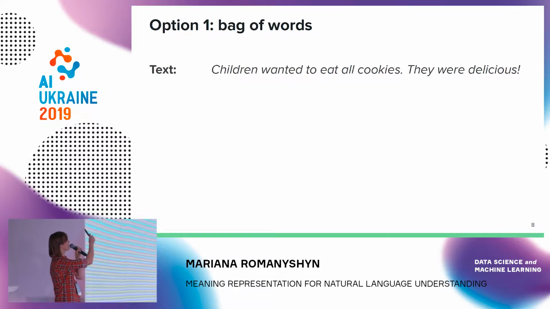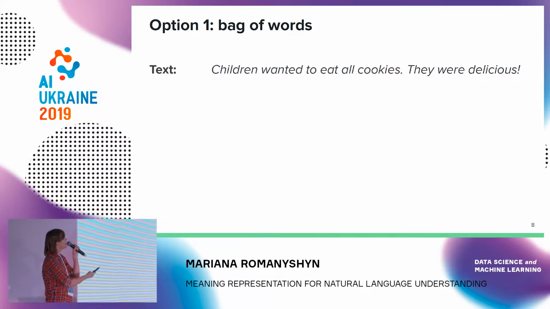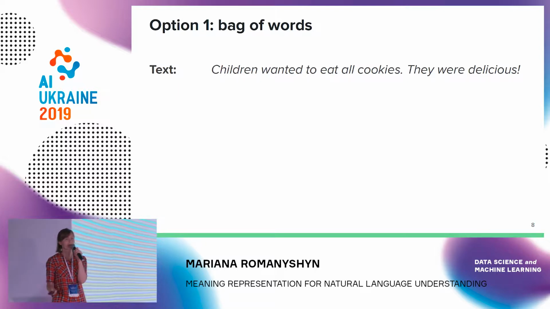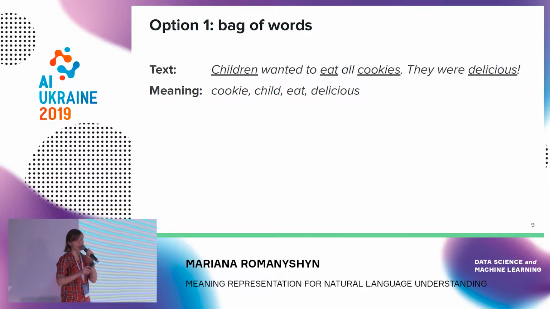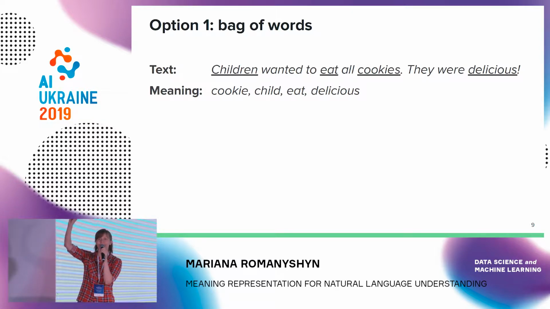First of all, here's our toy text. Children wanted to eat all cookies, and they were delicious, right? How can we find the meaning of this sentence? The easiest thing that we can do is to find important words here, right? And there are many algorithms in natural language processing that will help you find these important words. And in our case, this will be child, cookie, eat, and delicious. Does this represent the meaning of our text? Who thinks it does? Well, yeah, kind of.